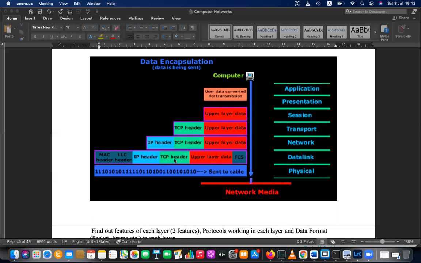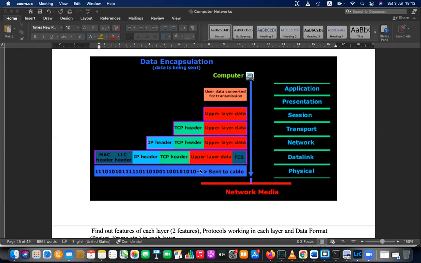Their duty is in wires, so basically copper wires, fiber optics, and wireless media such as Wi-Fi. Copper wires, fiber optics, wireless media like Wi-Fi, those are working in the bottom layer. So binaries are going through these fiber optic lines, copper lines, Wi-Fi lines, and all.